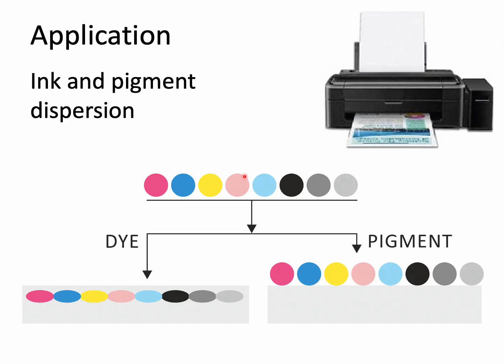Before we go further, let's look at examples of application of the solid liquid interface. Here we have ink and pigment dispersion. When we print using a printer, the color we see comes from very small particles known as dyes or pigments. The key difference between these two is their interaction with the solid surface. In the case of dyes, the particles dissolve completely in the liquid, similar to how sugar dissolves in water. As a result, the dye molecules are evenly distributed throughout the solution.